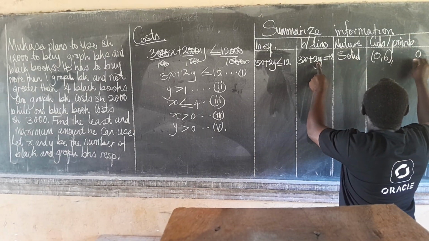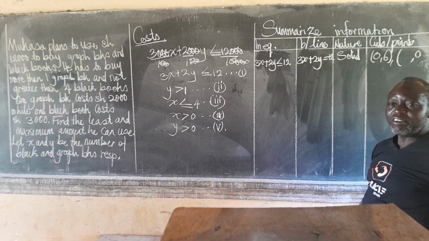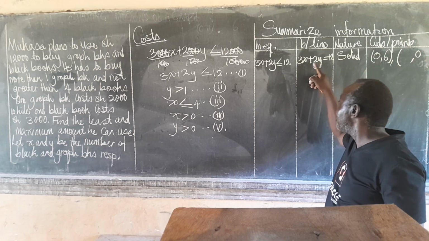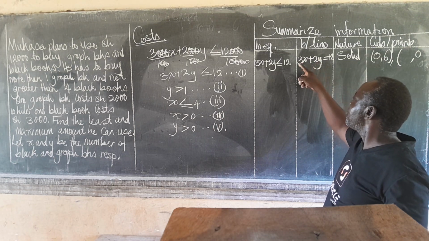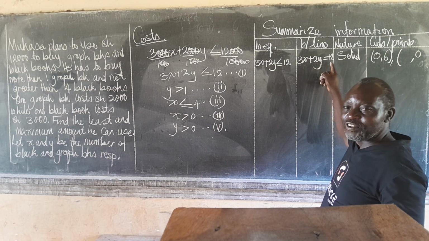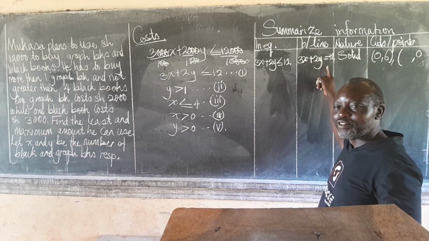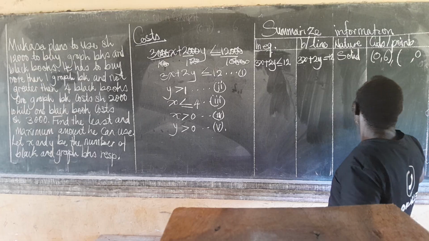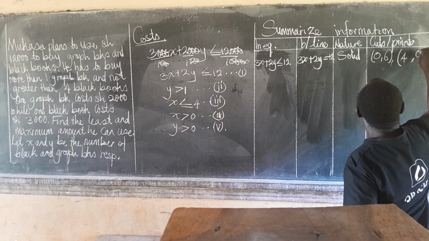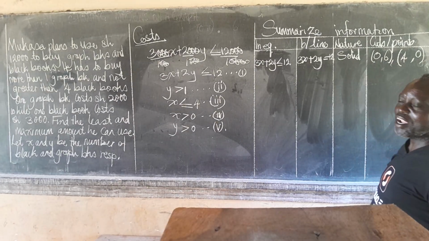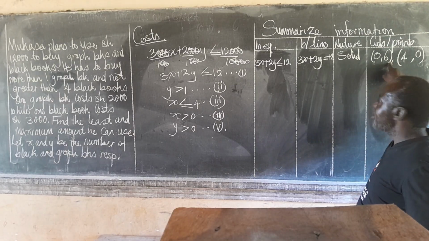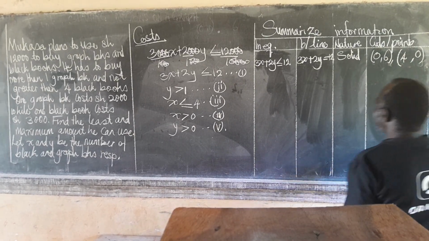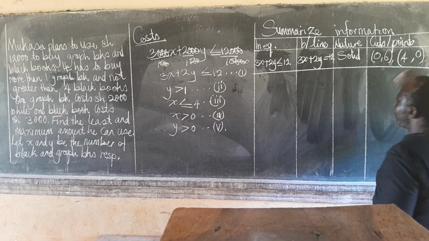So we shall have this. When y is 0, here we shall have 2 times 0, which is 0. Therefore, we shall have 3x equals 12. And if 3x equals 12, that's an indication that x equals 4. Therefore, we have the first point as (0, 6) and the second one as (4, 0). Right. That's that. We proceed.